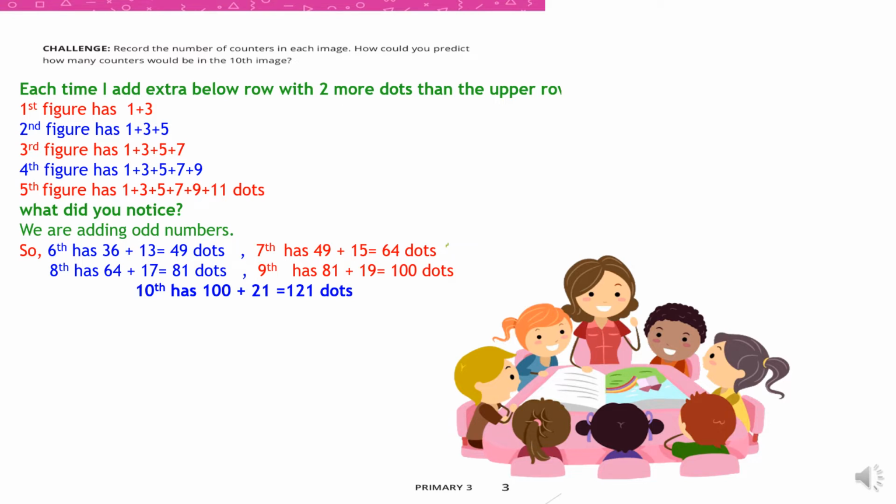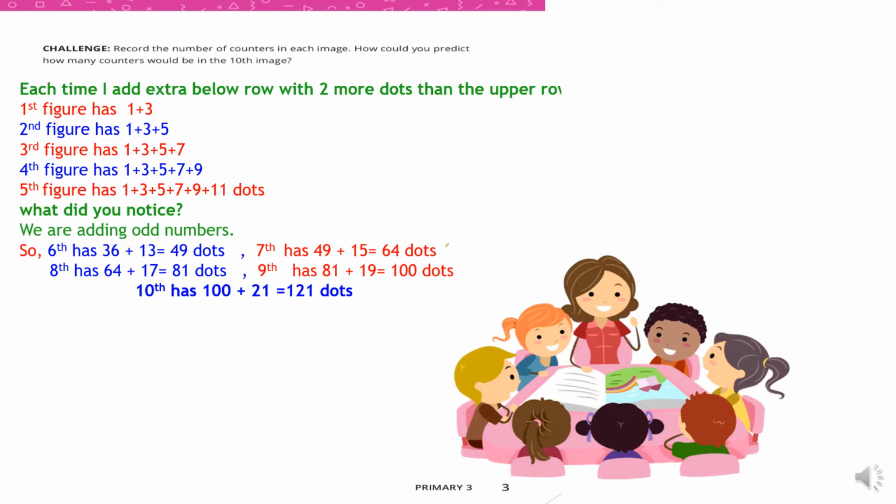If we start from the top, we will find that the first figure has 1 plus 3. Second figure has 1 plus 3 plus 5. Third, 1 plus 3 plus 5 plus 7. Fourth, 1 plus 3 plus 5 plus 7 plus 9. Fifth, 1 plus 3 plus 5 plus 7 plus 9 plus 11.